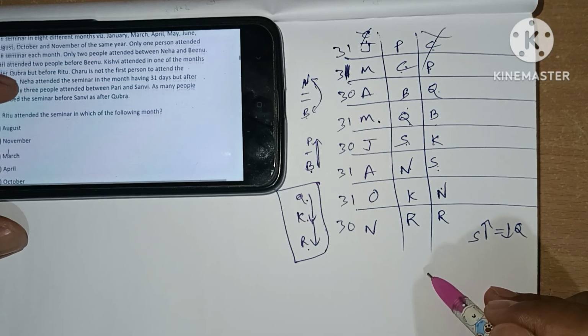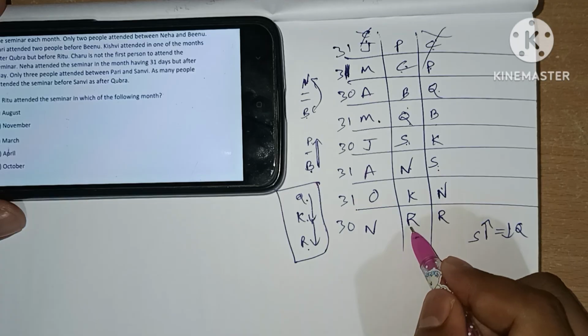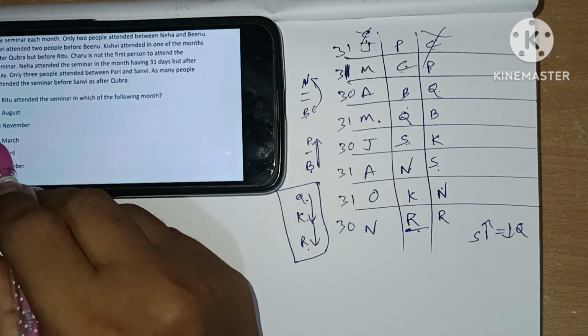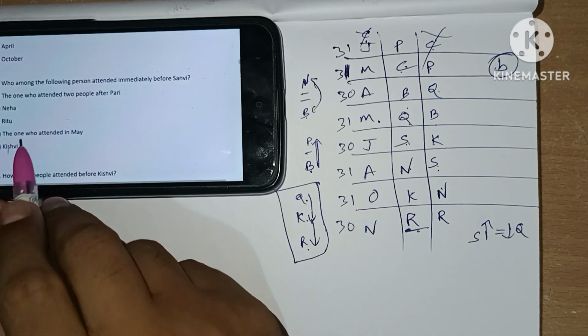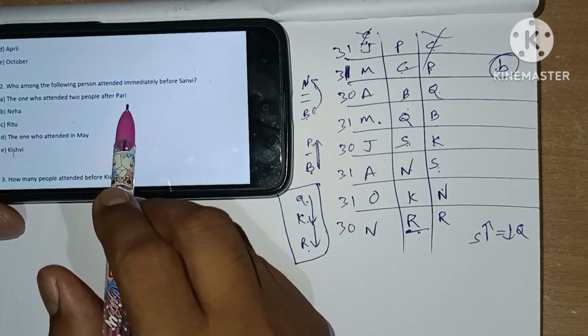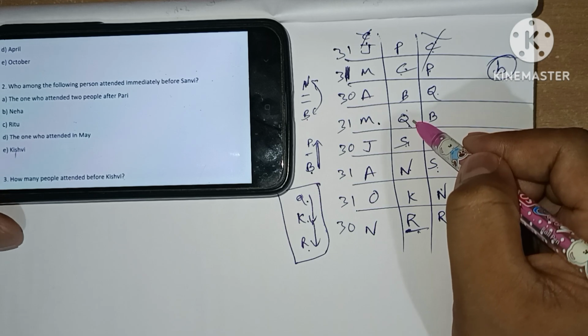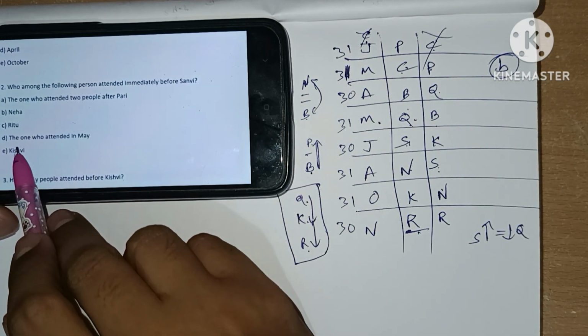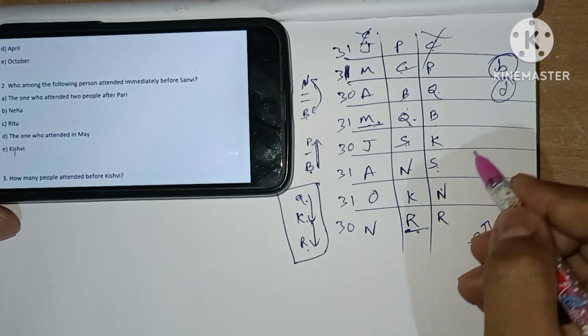Let's see the questions that are asked. Ritu attended the seminar in which of the following months? Ritu attended in November, so option B is our answer. Next, which among the following persons attended immediately before Sanvi? Immediately before Sanvi is Q. Q is the one who attended in May, so option D is our answer.